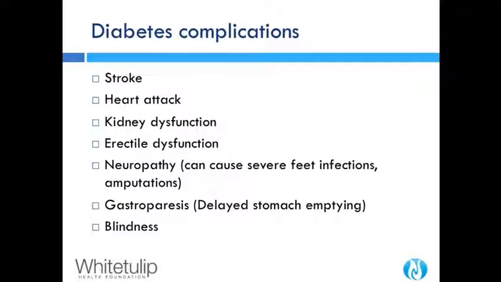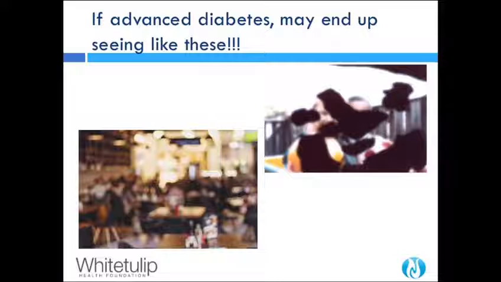Uncontrolled diabetes has many consequences, including stroke, heart attack, kidney dysfunction, erectile dysfunction, neuropathy, which can cause severe foot infections or amputations, gastroparesis, or delayed stomach emptying, and unfortunately, blindness. If you have advanced diabetes, you might end up seeing like these. Remember that diabetes is the number one cause of blindness in the US. It is preventable, so it's important to follow up with your eye doctor.